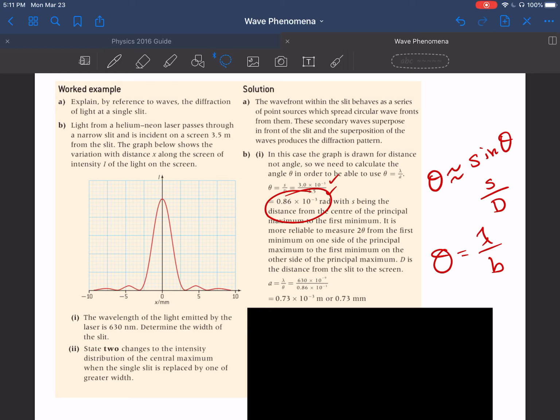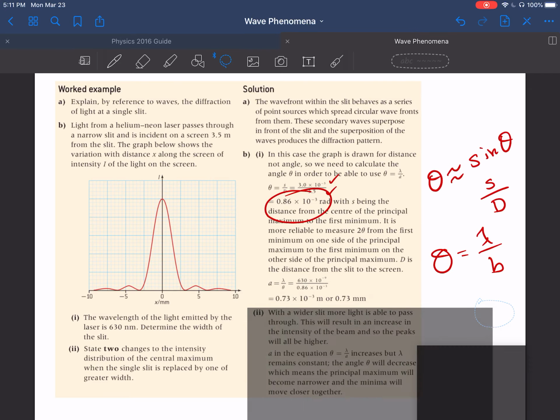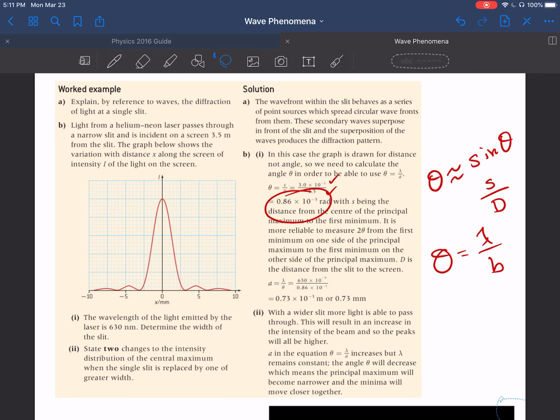So the first, almost certainly foremost on your mind, is that if the single slit is replaced by one of greater width, then using theta equals lambda over b, we can say that with greater b, with greater slit width, theta gets smaller. So we would expect the width of this central maximum right here, that width right there, should decrease.